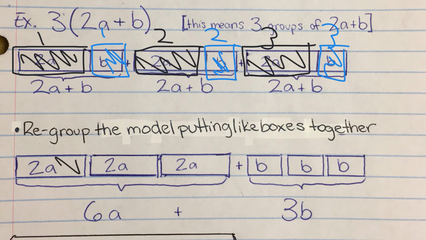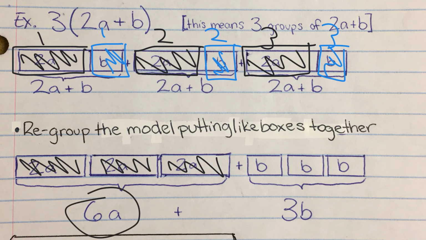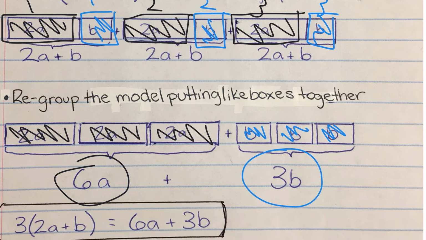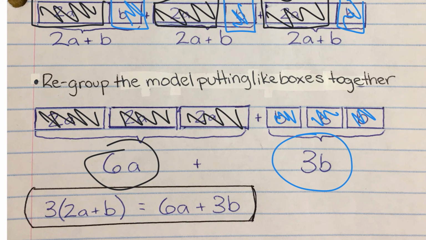Okay, so if we take 2a, combine it with 2a and 2a, 2 plus 2 plus 2 is 6, so we have 6a. And then if we have 3 groups of b, we've got 1b, 2b, and 3b. We put all those together, we end up with 3b. So what we know here is that when we start with this expression, 3 times (2a plus b), that was our original expression, we can simplify this into 6a plus 3b, which is what we were left with down here. 6 groups of a, 3 groups of b, 6a plus 3b.